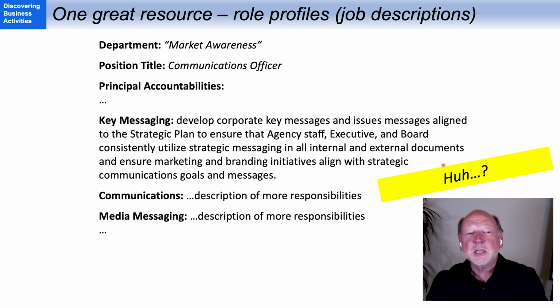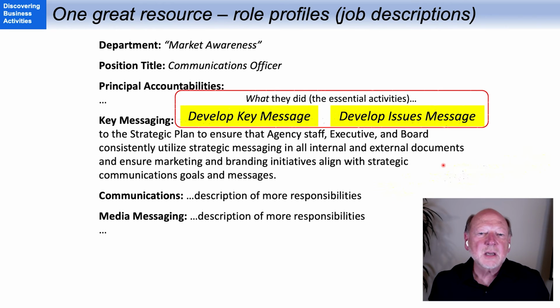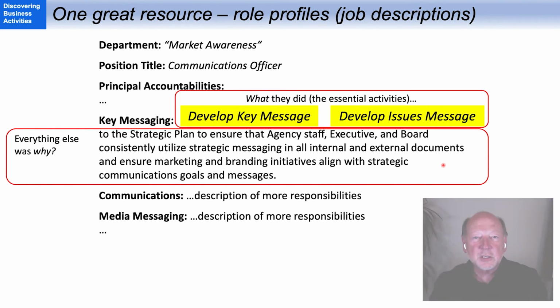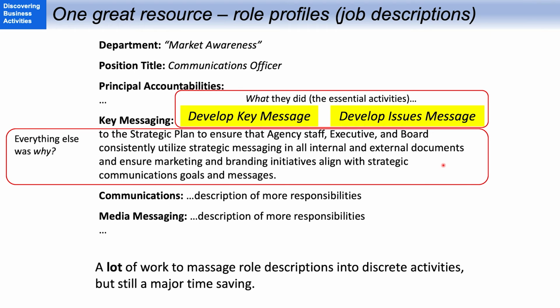It wasn't always easy to figure out what was going on, but focusing on our guideline of trying to discover the what and leave the who, the how, the why, and the when to later, we could see that this role really had a couple of key activities. Everything else was why, the justification. So using this was really profitable.